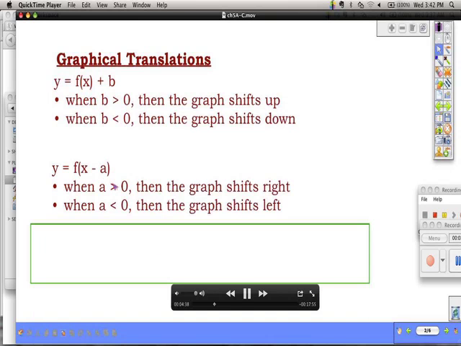If we have a constant being subtracted from the x, so a constant inside the parent function, when that constant is bigger than 0, in other words, when it's x minus something, remember we're looking at what we're subtracting from x, then the graph is shifting to the right. When that constant is less than 0, the graph is shifting to the left. So in that case, the function would say x plus a number.